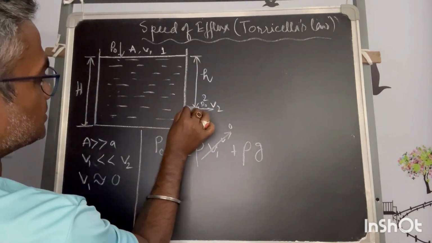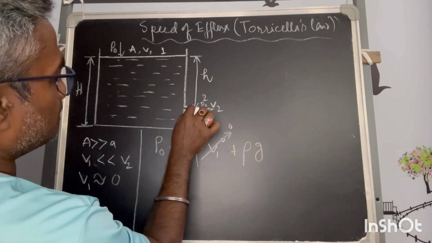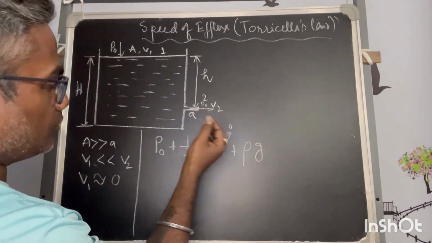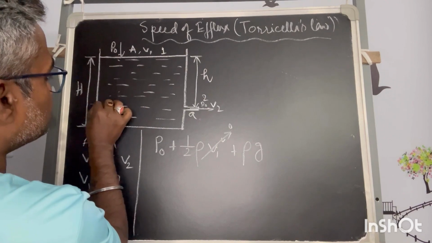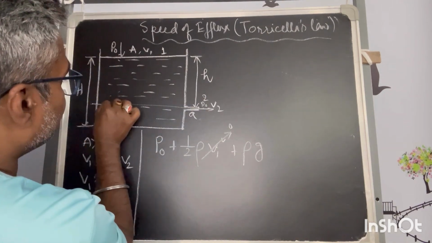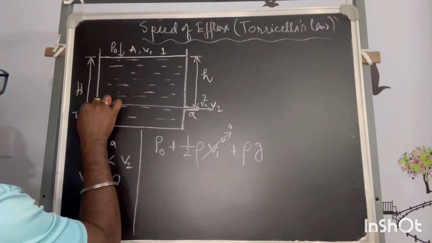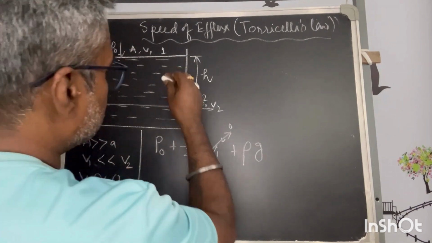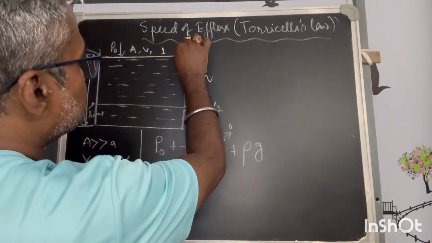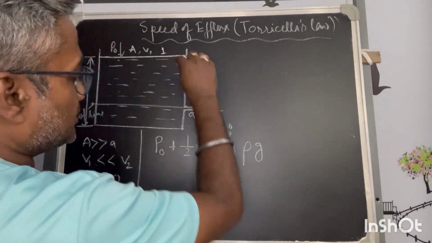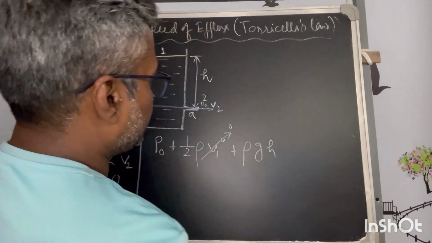Now, this is the point up to which the liquid will flow. Below that there is no flow of water. So we can take this as the reference line. This is our reference line. From there, this layer height is the same as h. So what is the height here? Rho g h we can take.